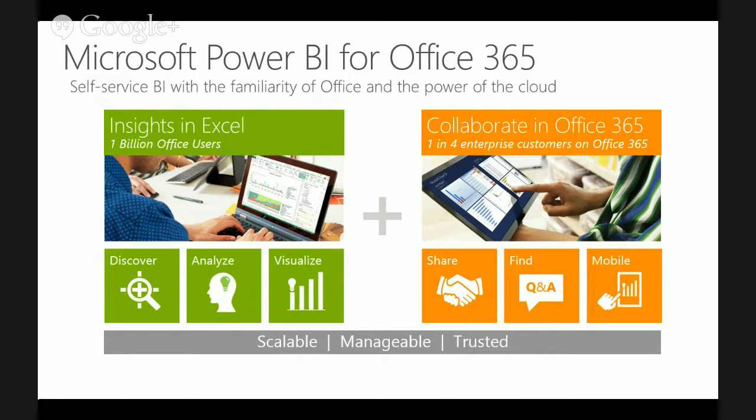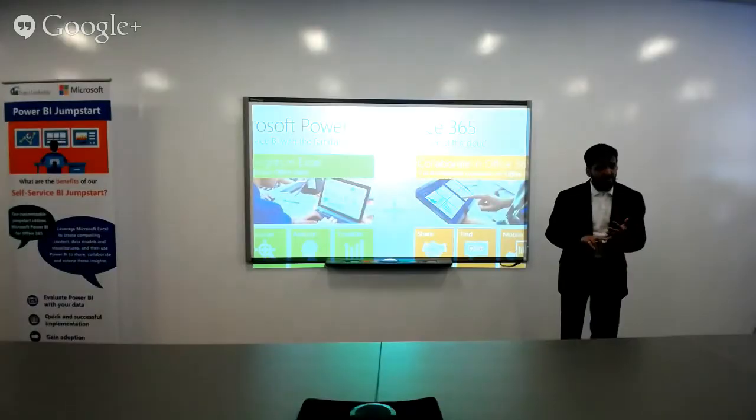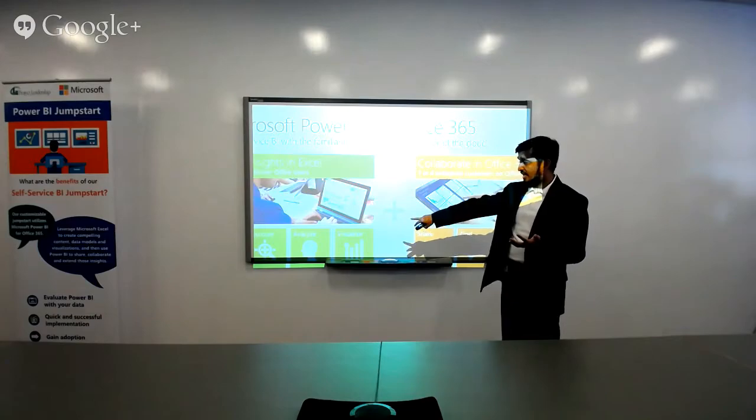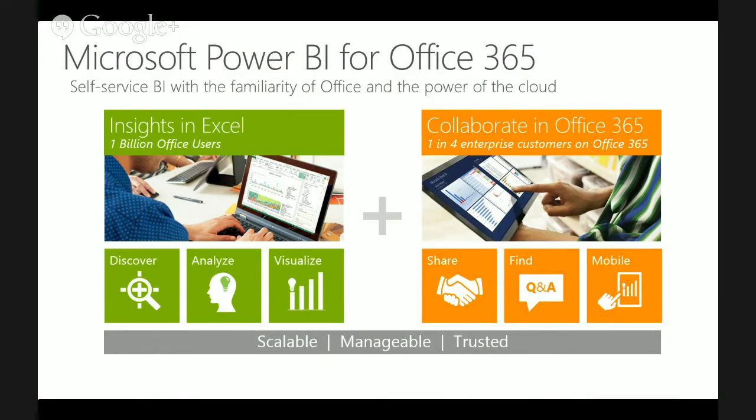You have three components, called Discover, Analyze, and Visualize. The three main components are the Power Query; the Power View as the second component, which is the Visualize; and the Analyze, which is the Power Pivot. You also have an add-on called Power Map, where you can explore your data over a globe. And then this side is the collaboration part.